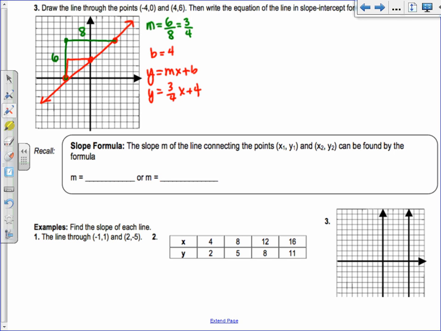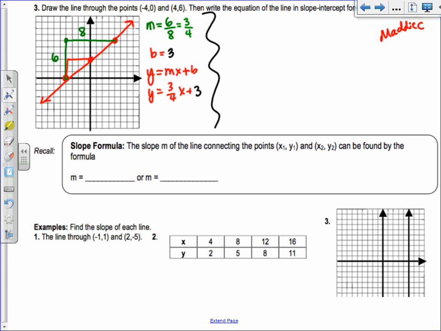Oh, is it 3? Can I not see it? Oh, it is 3. Thank you. All right. This value is 3. Yeah, you went up 3 over 4, right? So it should be 3. Okay. All right, so I got all of that from the graph.